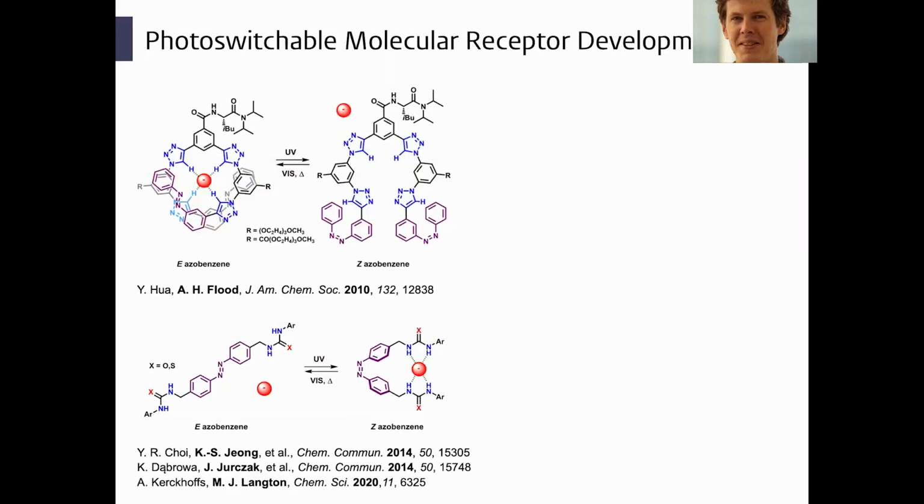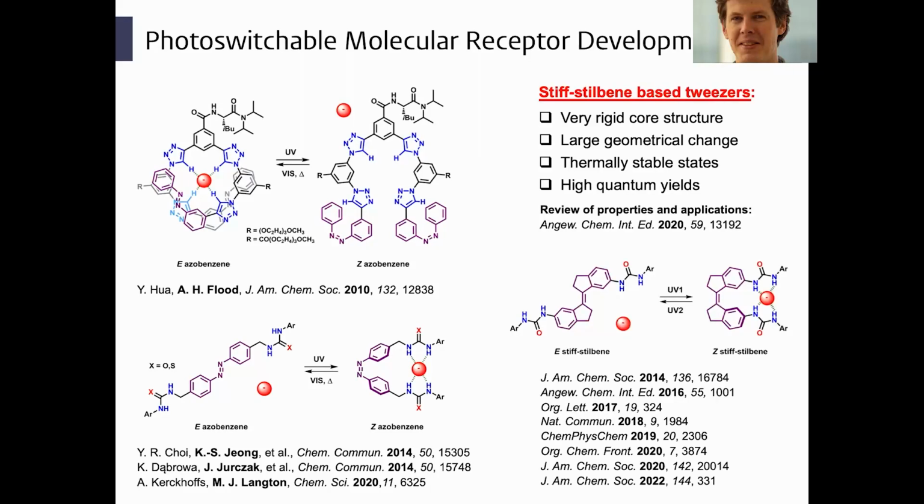Also, other groups are active in this field. For example, the group of Amar Flood developed these very nice foldamers based on azobenzenes, with which they are able to control binding affinity. And also the groups of Jeong and Langton, among others, developed these tweezer-type systems with urea functionalities. And by switching with light, you can control binding as well as transport activity.